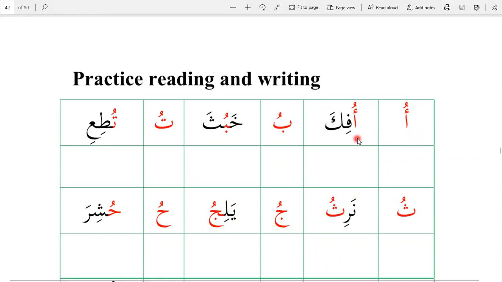U, U, fi, ka, bu, kha, bu, tha. So now we're recognizing the form, checking for the accent, and figuring out whether the letter is gonna end with an a, e, or u sound, right? So kha, bu, tha.